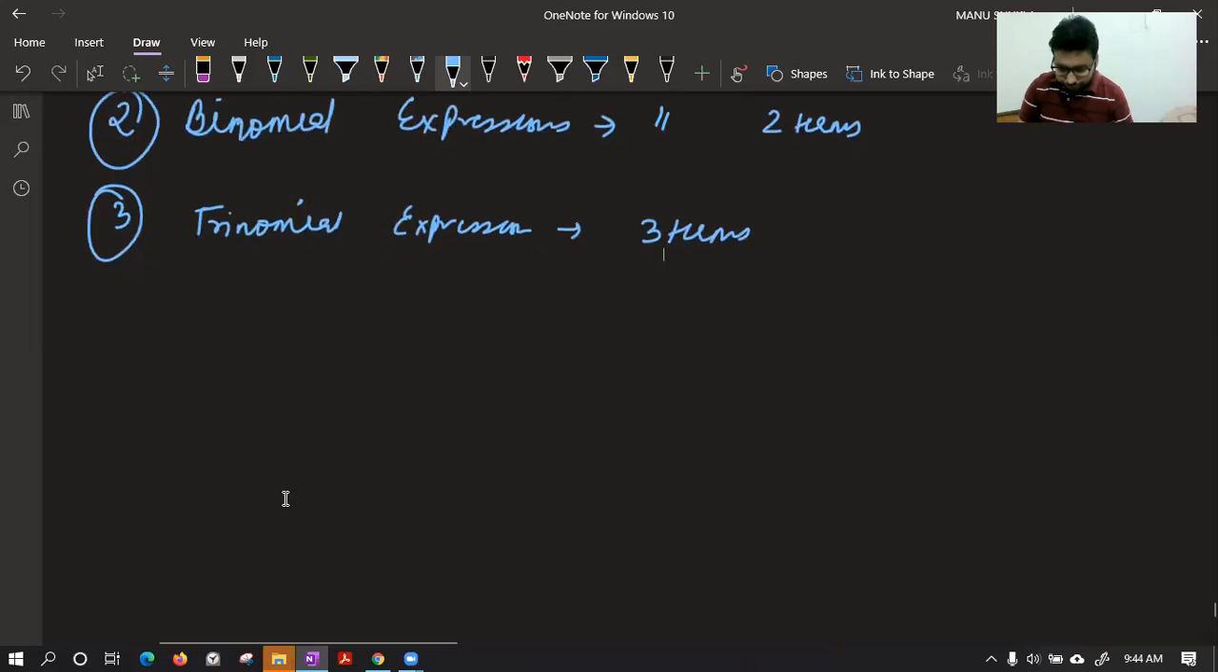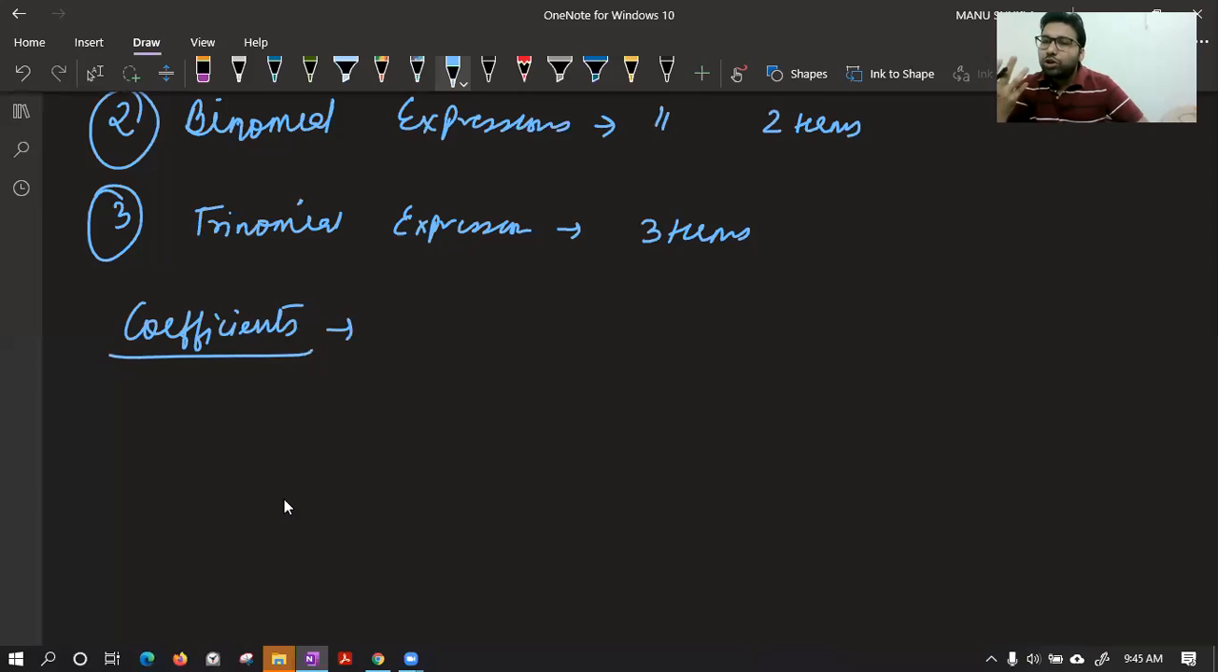Now, let us see what do we mean by coefficients. What do we mean by coefficients? After understanding the number of terms, we should understand what we mean by coefficient. Class, please tell me if you have a term 2x. Please tell me.